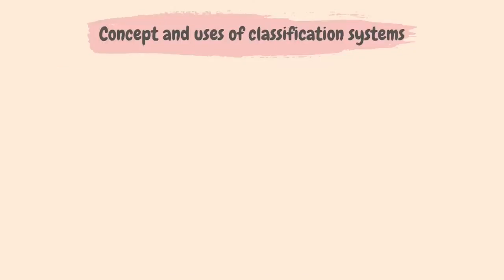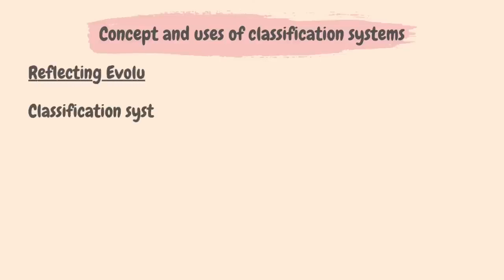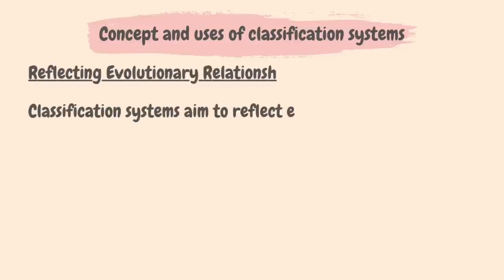Now let's understand what classification means. Classification basically means putting things into groups. The main reason for classifying living things is to make it easier to study them. Classification systems aim to reflect evolutionary relationships between species.